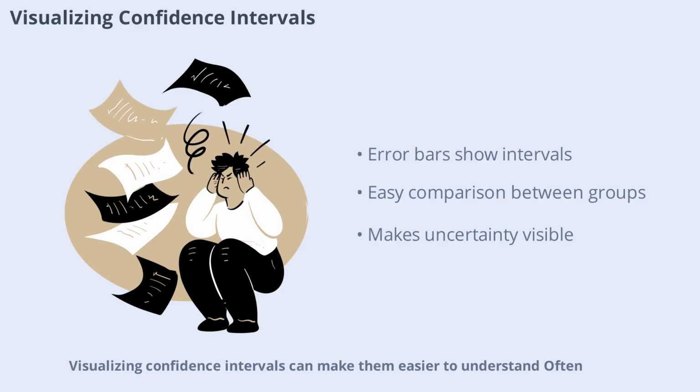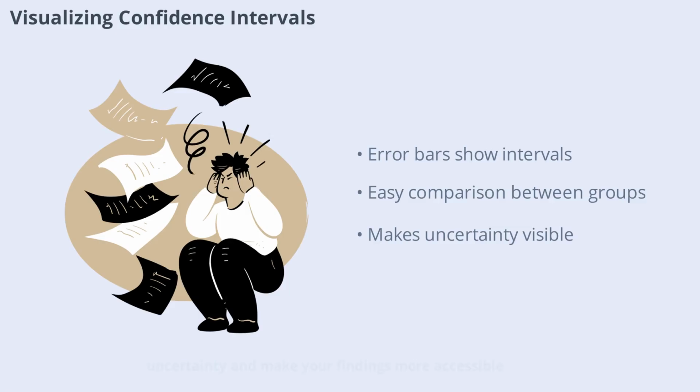Visualizing confidence intervals can make them easier to understand. Often they're shown as error bars on a graph, with the sample mean in the center and the interval stretching out on either side. This visual representation helps you quickly see the range of likely values and compare different groups. It's a powerful way to communicate uncertainty and make your findings more accessible.